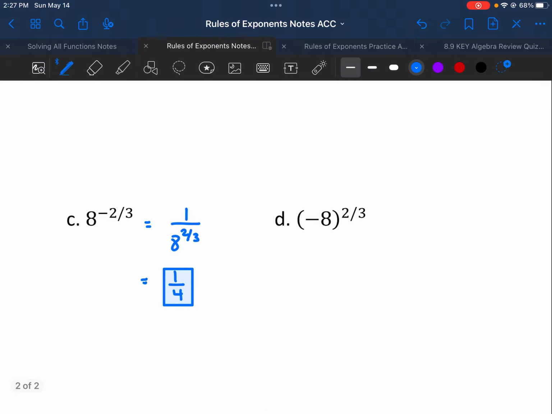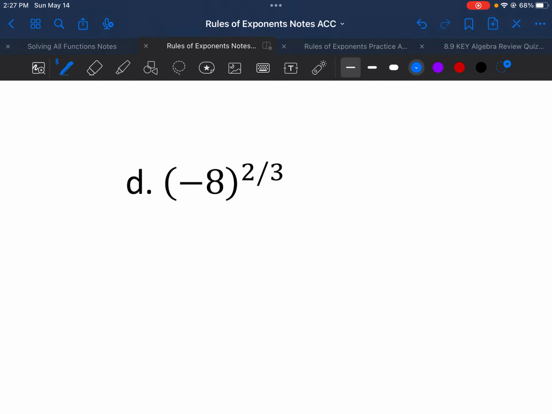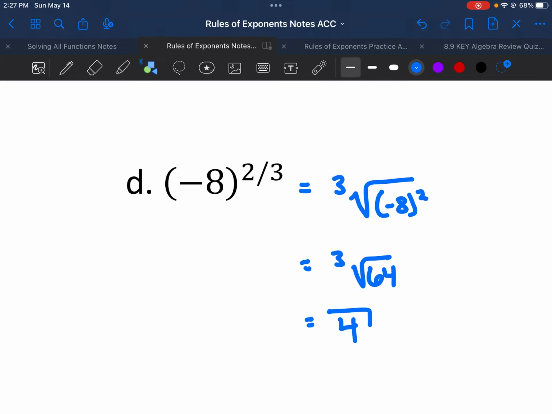Right, and then example D, negative 8 in parentheses to the 2/3 power. So a couple ways that we could look at this one. Here's how I'm going to look at it. There's your 3 in the denominator, so we're looking at the cubed root of negative 8 squared. Well, negative 8 squared is going to be positive 64, so cubed root of 64, which is 4.